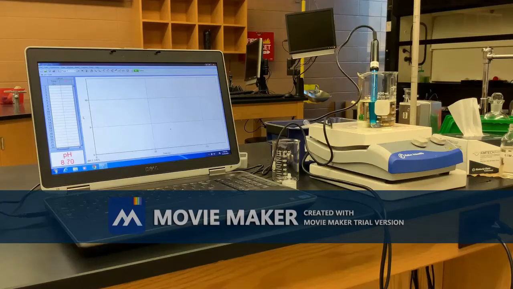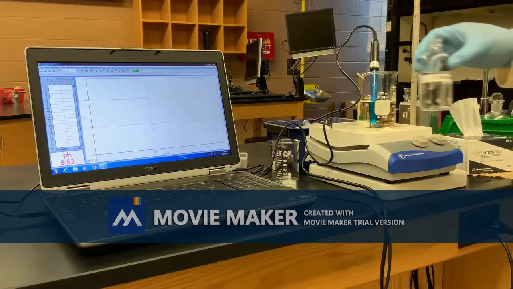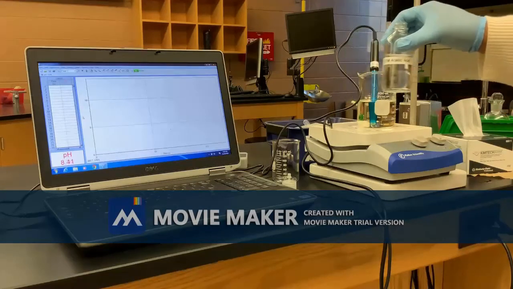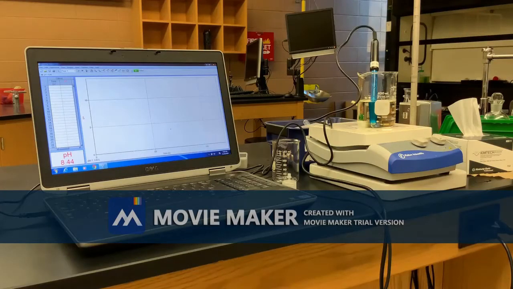It's jumping around a little bit. We're waiting for it to stabilize. And then we're going to add 0.1 molarity acetic acid to the biodiesel to neutralize it. And so to neutralize it, we want to get the pH down to about 7.